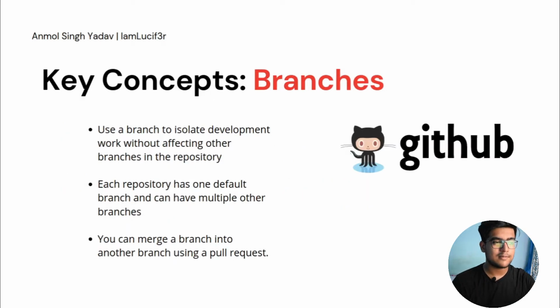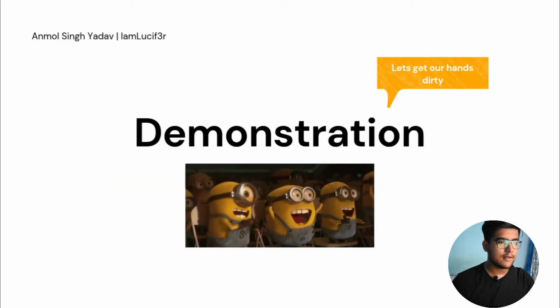Now the next concept is branches. In GitHub we use branches to isolate the development work without affecting the other branches in the repository. Like you can make your own changes in a separate branch and it won't affect the whole original repository. So right, let's get into the demonstration.